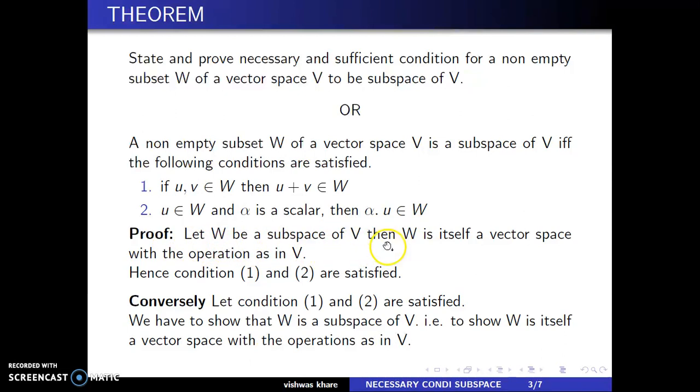Let W be a subspace of V. Then, by definition, W is itself a vector space with the operation as in V. Hence, condition 1 and 2 are automatically satisfied. Conversely, let conditions 1 and 2 be satisfied. Then we have to show that W is a subspace of V. That is, to show W is itself a vector space with the operations as in V.